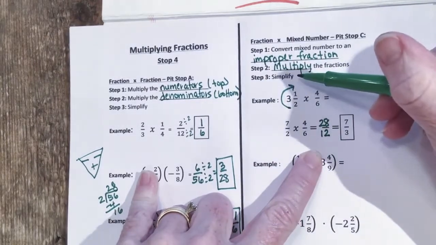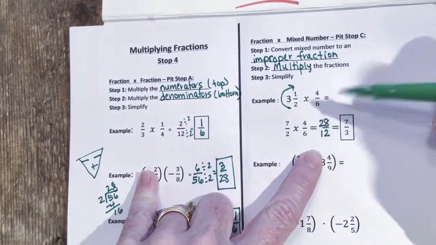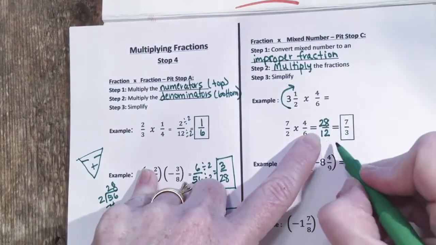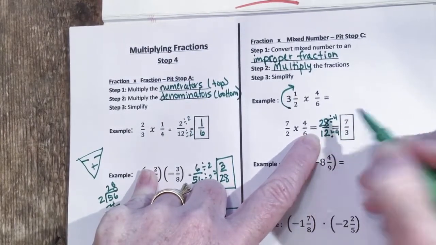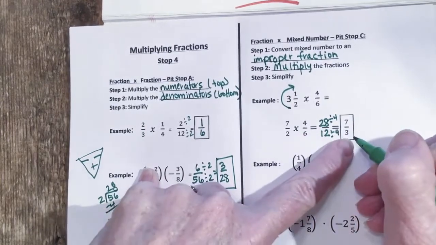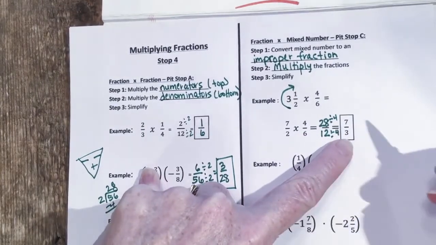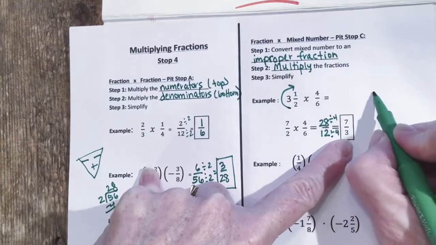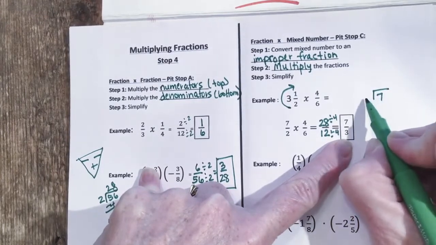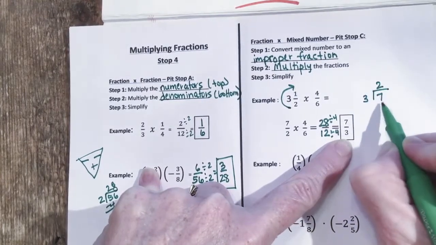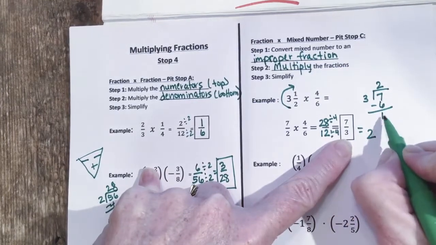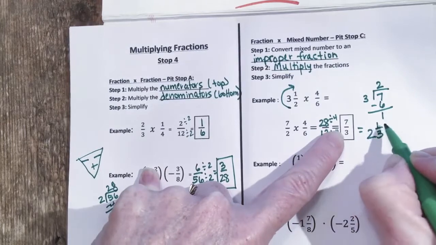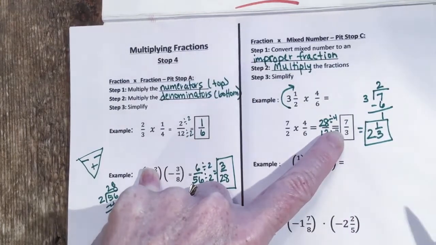Last step is to simplify, which means I'm dividing by a common factor, which in this case would be 4. So 28 divided by 4 is 7, 12 divided by 4 is 3. This is simplified, but it's still improper, so I'm going to divide top in, bottom out. 3 will go into 7 2 times. Subtract 6, I get 1, so my answer is 2. The 1 becomes my numerator, 3 is still my denominator, 2 1/3.